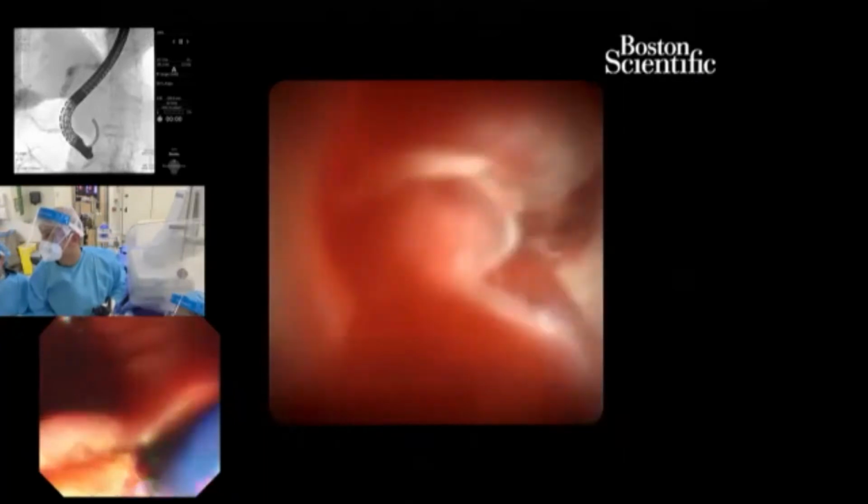This is the level of the stricture. It seems to be quite smooth and no definite tumor. Okay, I'm going to try to go past the stricture. Okay, I've gone through it now.